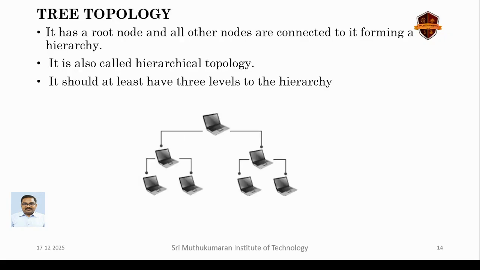The third one is tree topology, which follows a hierarchical structure. We will have the root first, followed by the leaves. You can see in this diagram there is one root and the remaining ones are called leaf nodes. So the arrangement of systems is in the form of a hierarchical structure.